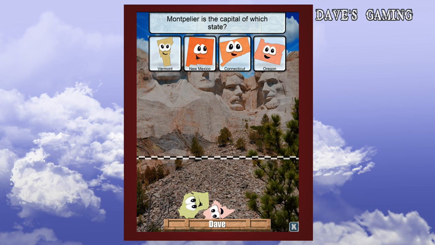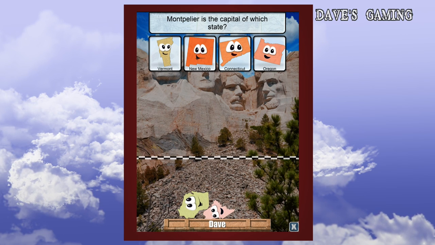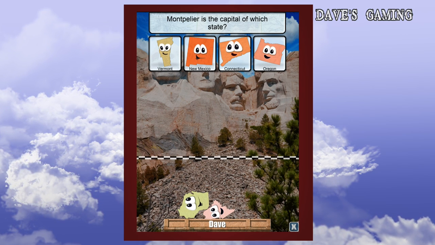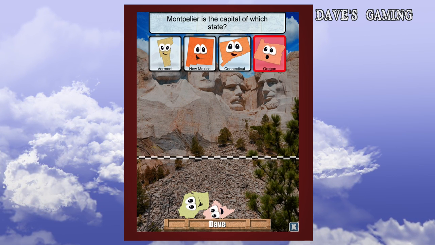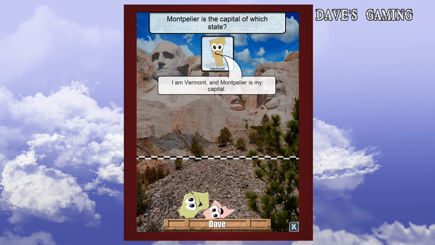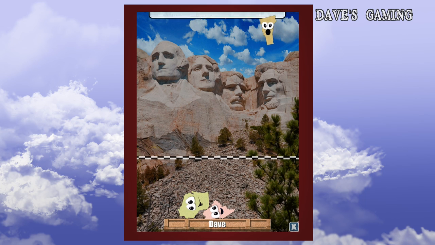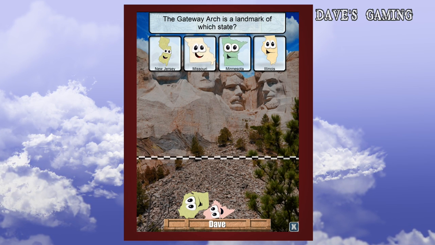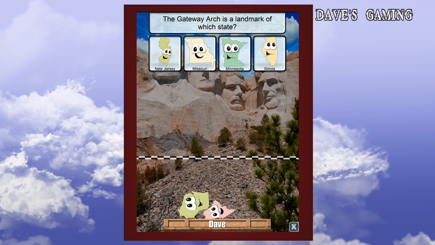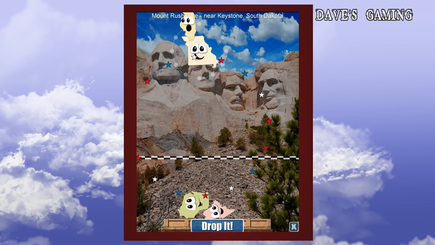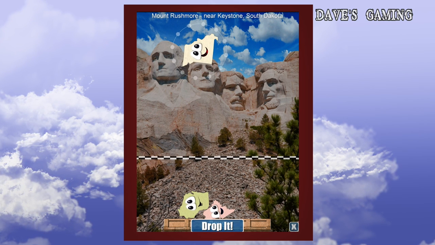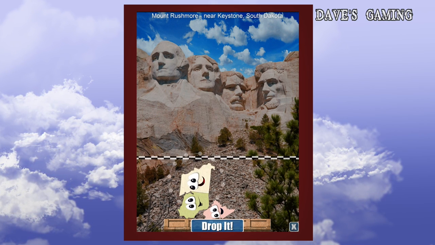Montpellier is the capital of which state? That's French. Aragon, Vermont, New Mexico. I would say Aragon, no. Vermont. Montpellier. That's French. What the hell is French doing over there? Gateway Arch landmark. Okay, Missouri. That's a repeat question that we know.